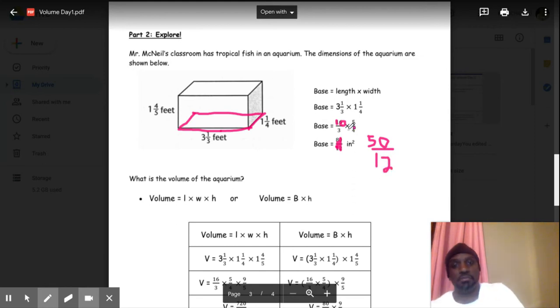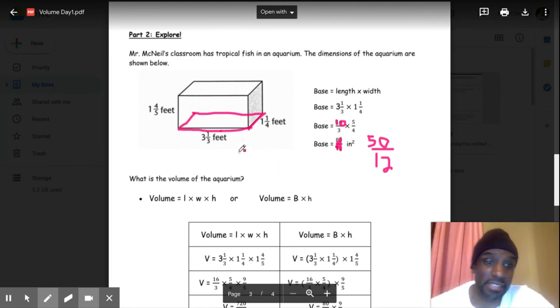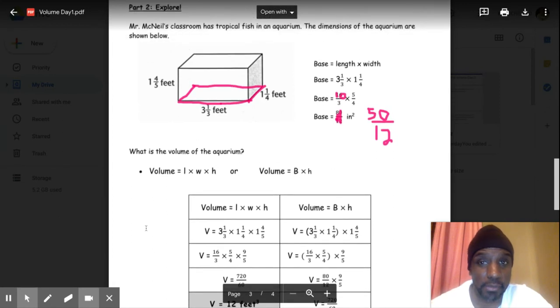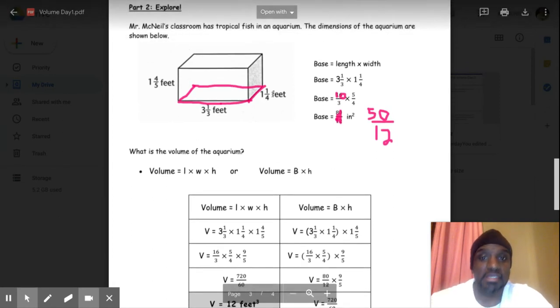Okay, I hope you guys can bear with me in my writing. Okay, so I made a mistake there. So the answer is going to be different on the bottom. I want to apologize about that. Normally I catch my mistakes. Okay, so the length times the width is 50 over 12. Okay, and that is the base.